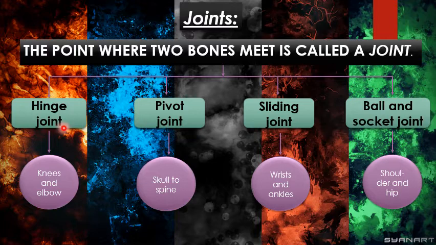Number 1, hinge joint. Number 2, pivot joint. Number 3, sliding joint. And number 4, ball and socket joint. If we talk about the hinge joint, a good example is the knees and elbow. For the pivot joint, it is how the skull is attached to the spine. For the sliding joint, the examples are wrist and ankles. The shoulder and the hip joint are ball and socket joints.